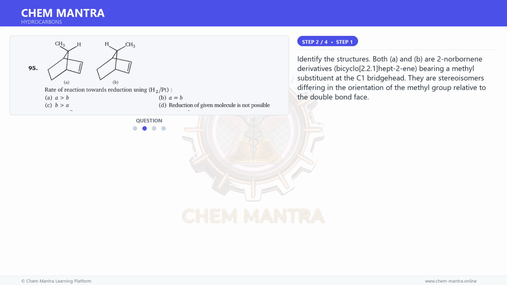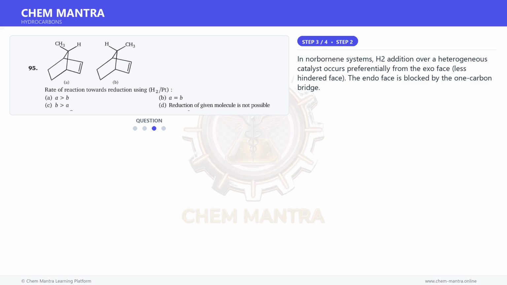Identify the structures. Both A and B are 2-norbornene derivatives, bicyclo[2.2.1]hept-2-ene, bearing a methyl substituent at the C1 bridgehead. They are stereoisomers differing in the orientation of the methyl group relative to the double bond face. Moving on to the next step.